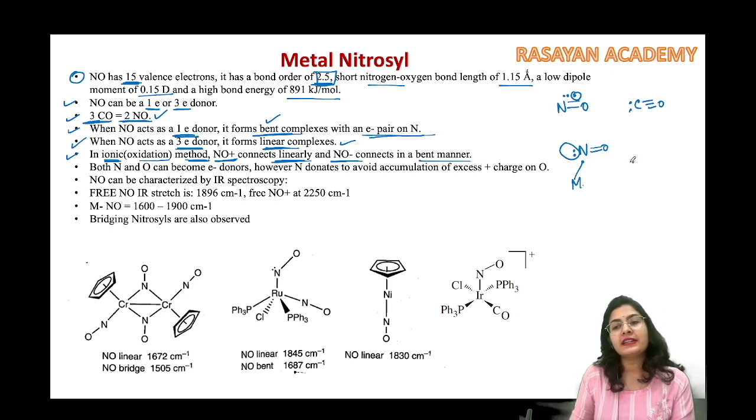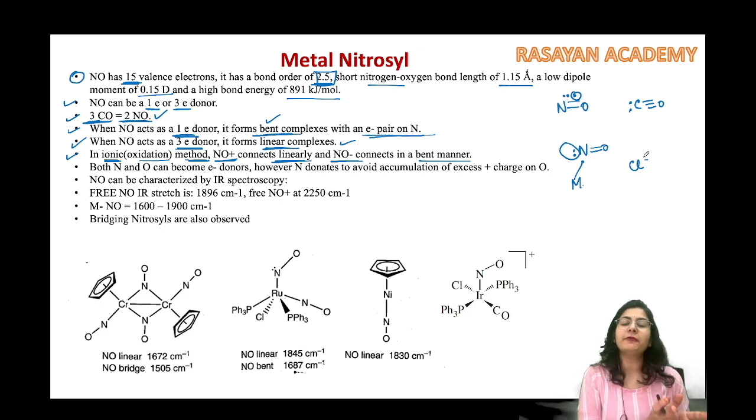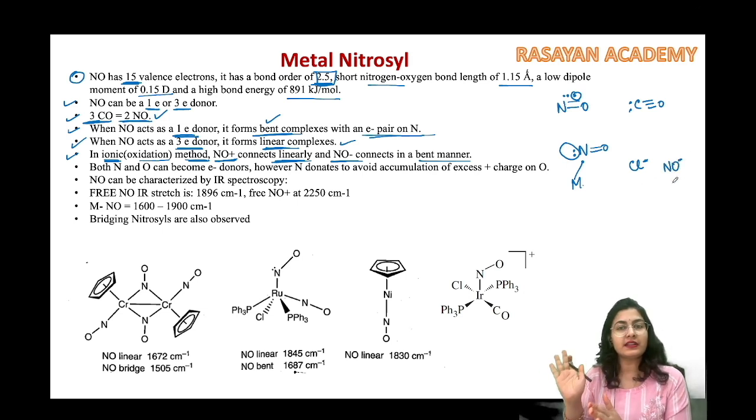Cl minus, we usually count in the neutral method, but when you have to take the oxidation or the ionic method, you will say that Cl minus and NO minus are similar, giving you 1 electron. So a 1 electron donor is counted as NO minus. Don't get confused, because in different books it is mentioned in a different way. So this nitrosyl itself can behave in 2 ways: NO plus gives you 3 electrons, NO minus gives you only 1 electron.